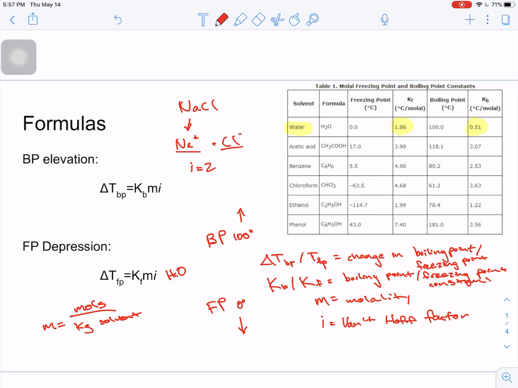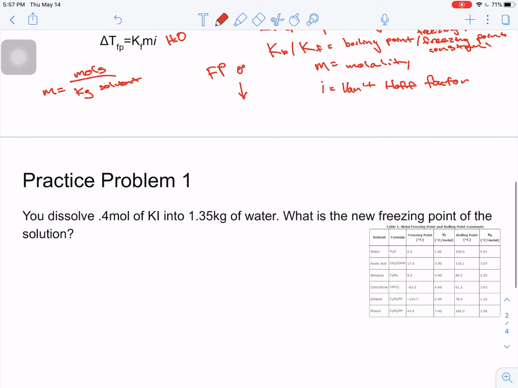You're never going to lower the boiling point. You're never going to increase the freezing point. It's always going to be this way, and that's just good to make sure you guys know. Okay, so let's just go right into our problem.